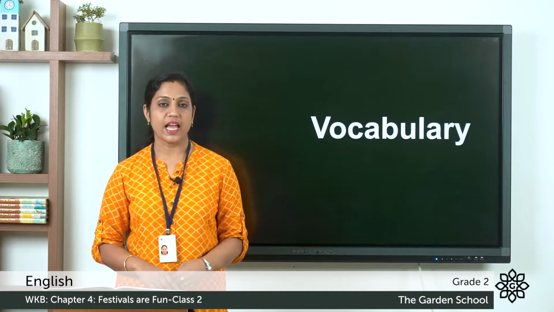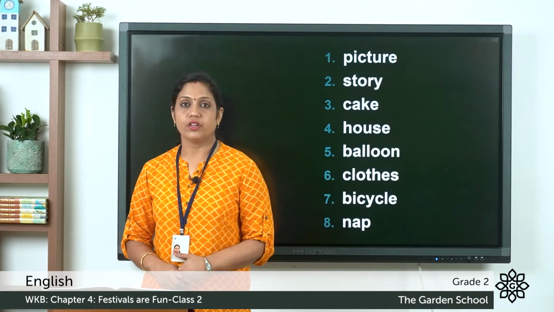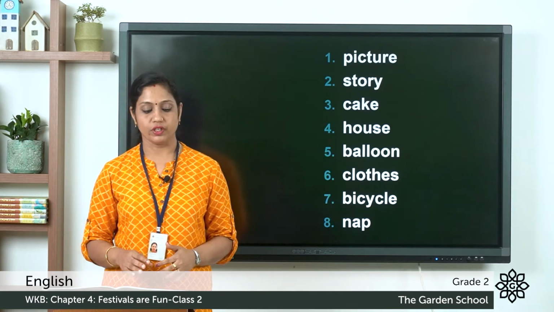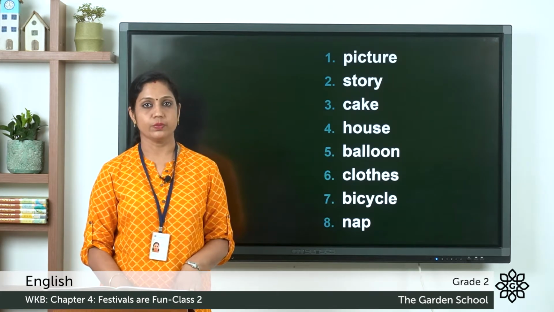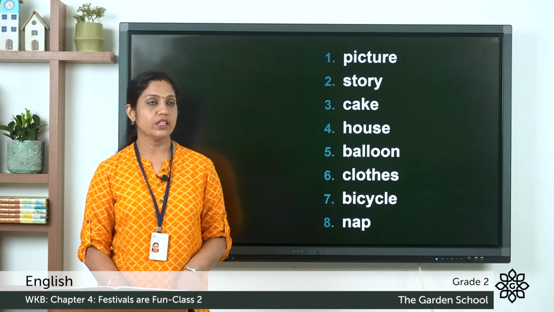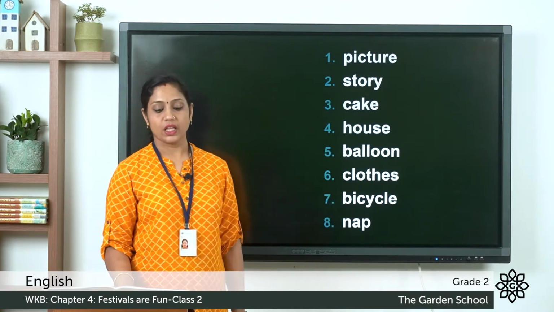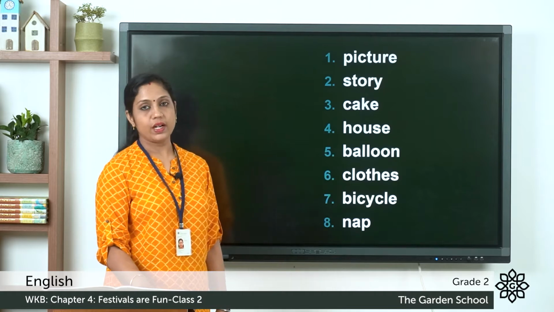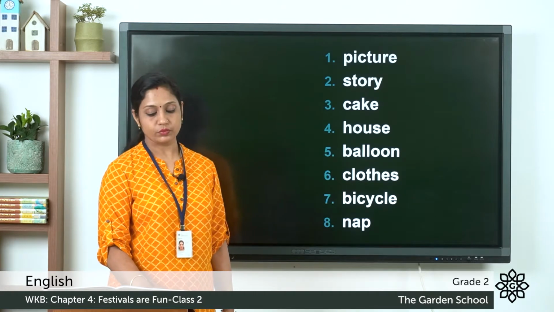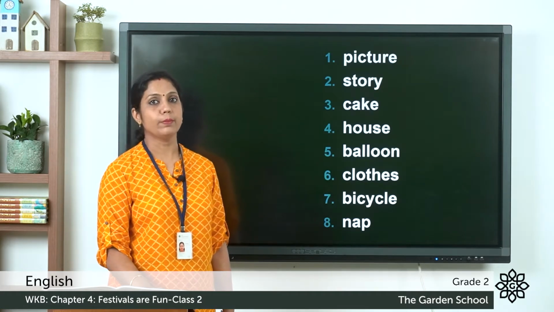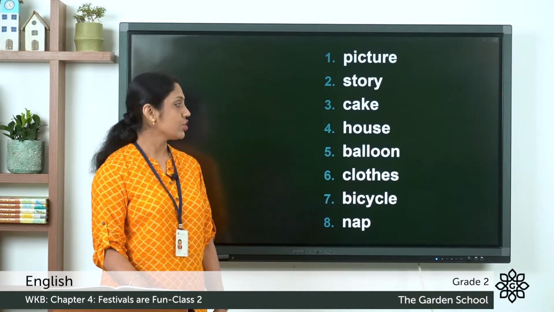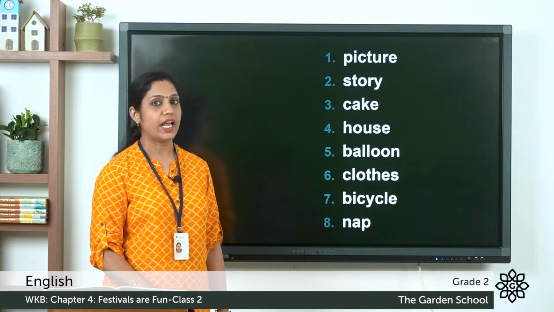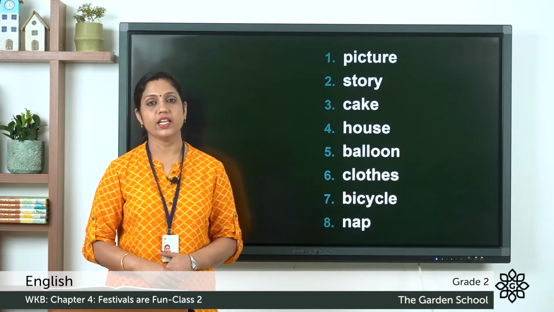So now let's see the answers. First it is color a picture. So near to the first question you can write picture. Second one, write a story. Third, it's bake a cake. Fourth, build a house. Fifth, burst a balloon. Sixth, change clothes. 7, ride a bicycle. And 8th one, take a nap.